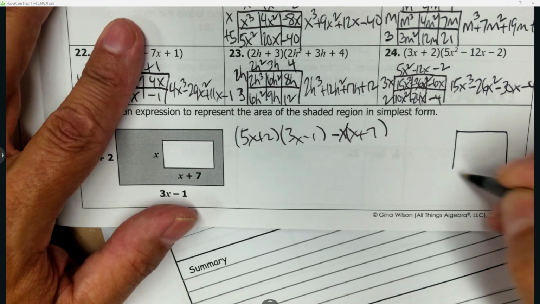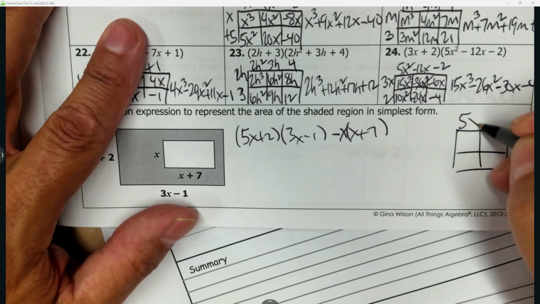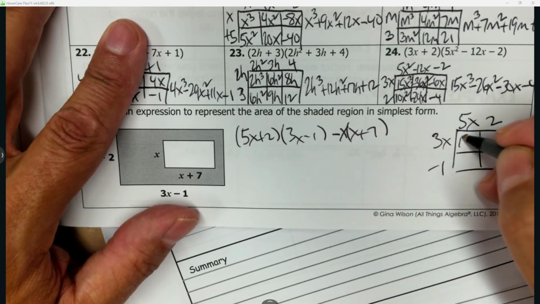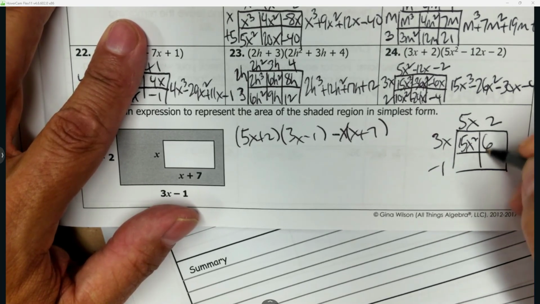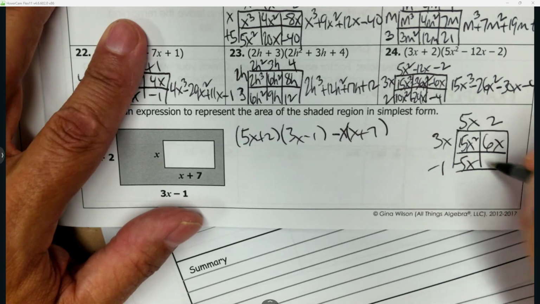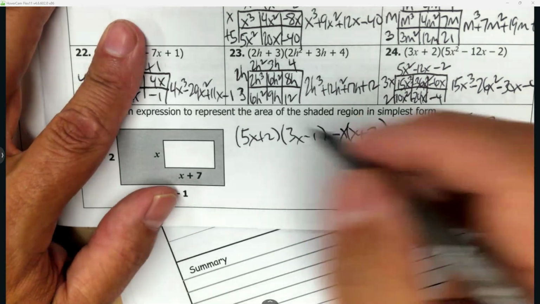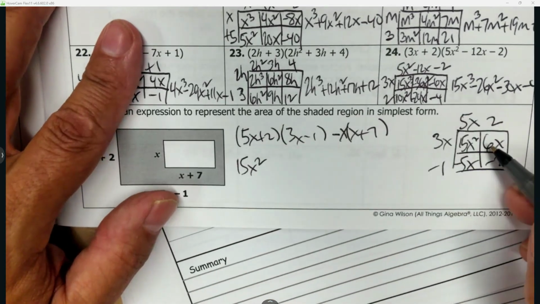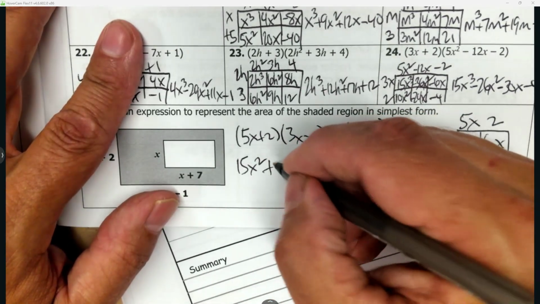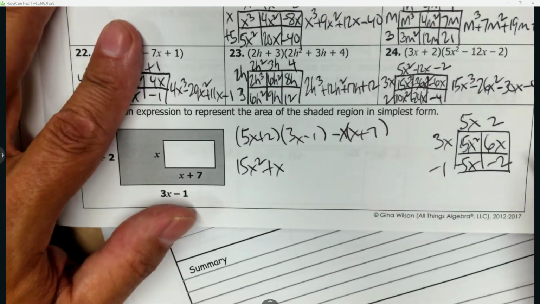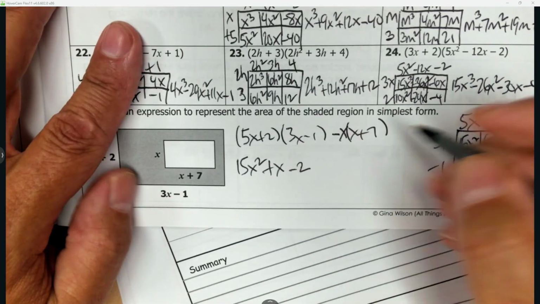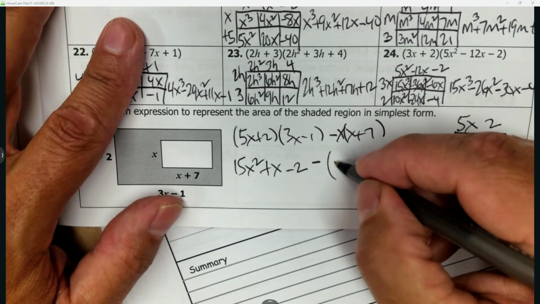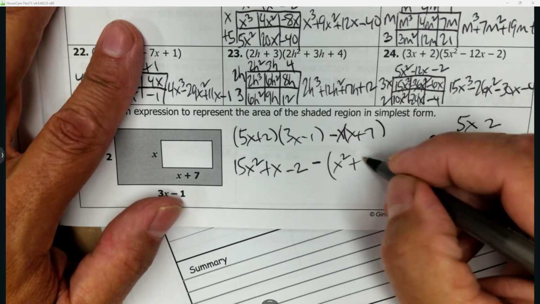So first on the side, I'm going to go, what's 5x plus 2 and 3x minus 1, and then multiply it out. So I have 15x squared. 6 subtract 5 is 1x. And minus 2. Subtract. And then this answer is x squared plus 7x.